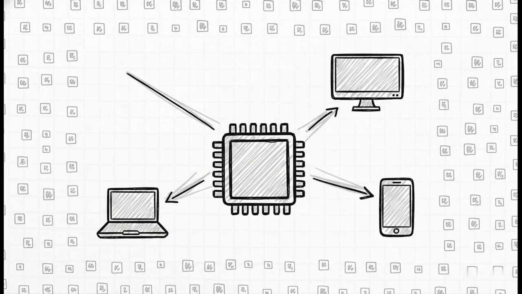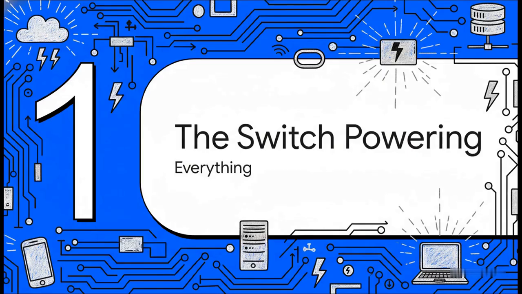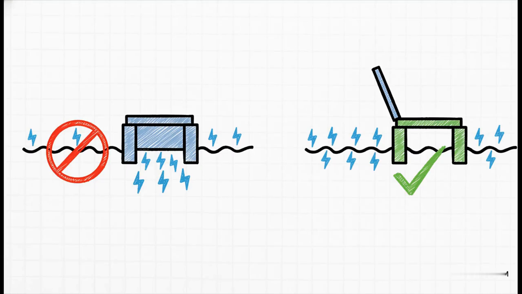And as you're watching this, you are using literally billions of them, maybe even trillions. They're inside your computer, your phone, the screen you're looking at, everything. That's because this tiny little component is, at its heart, the switch that powers our entire digital world. So how does this microscopic powerhouse actually work?